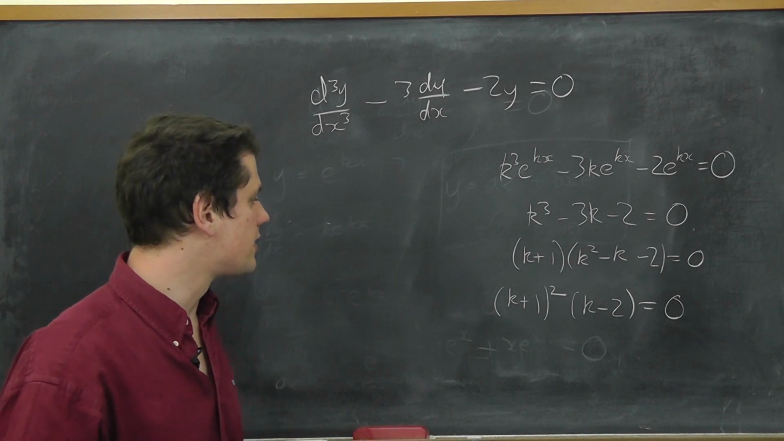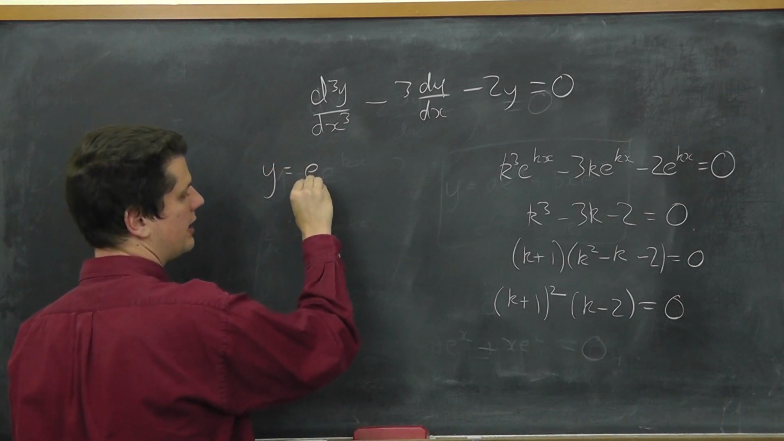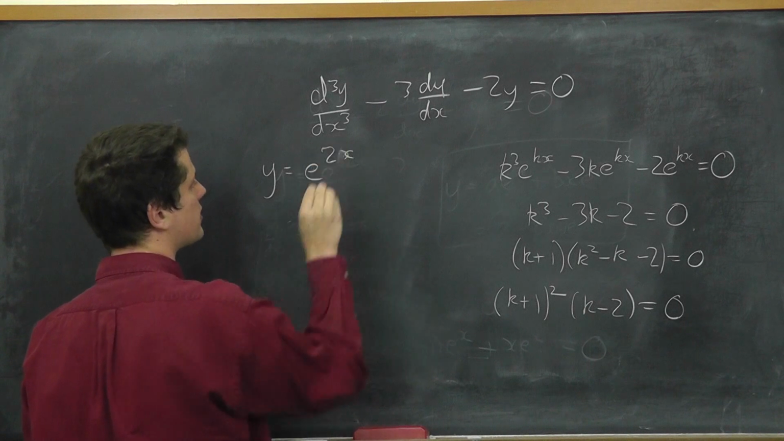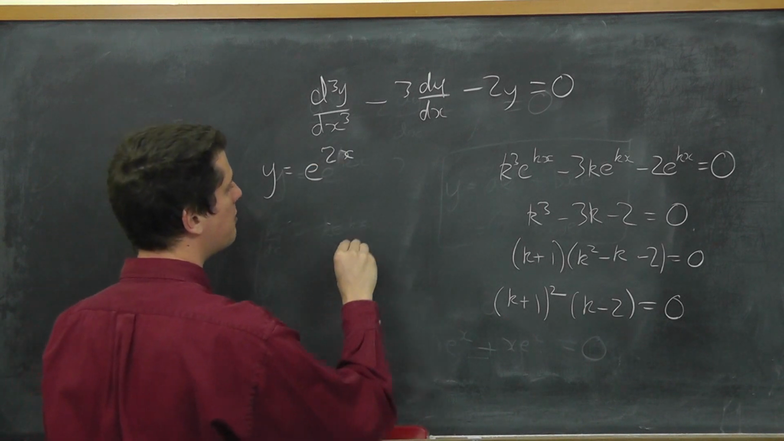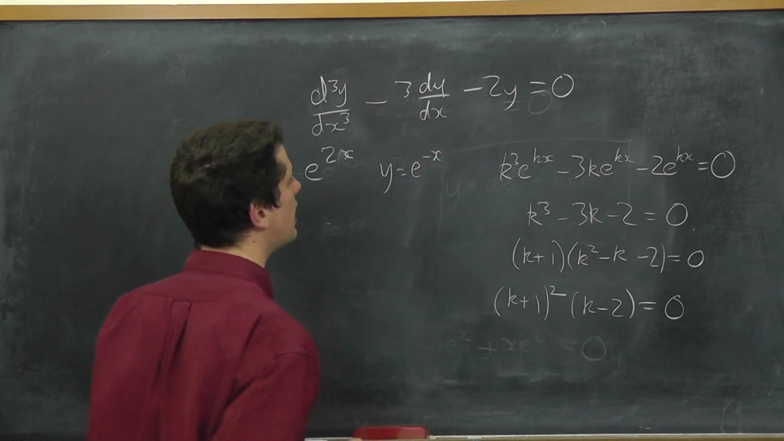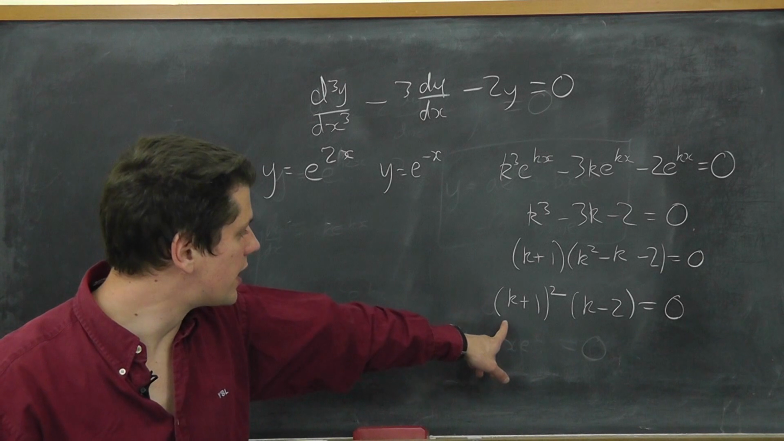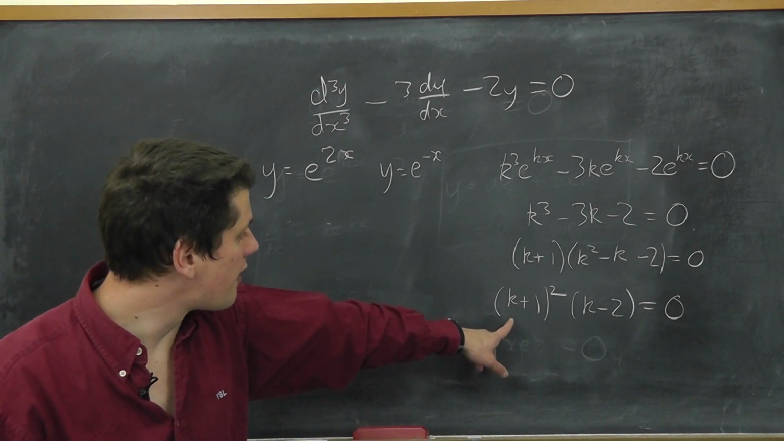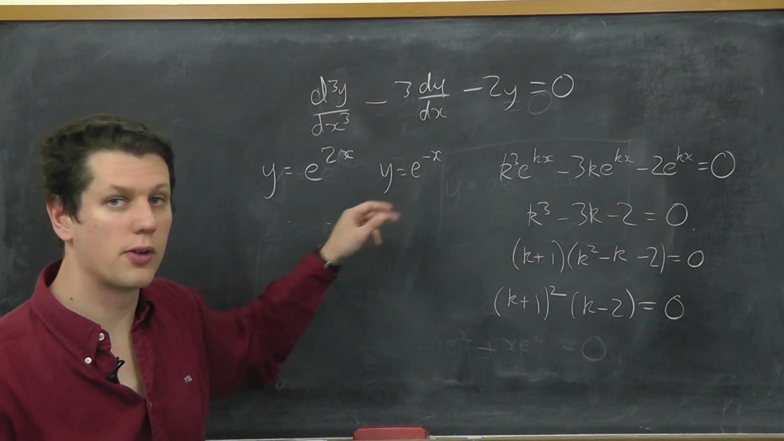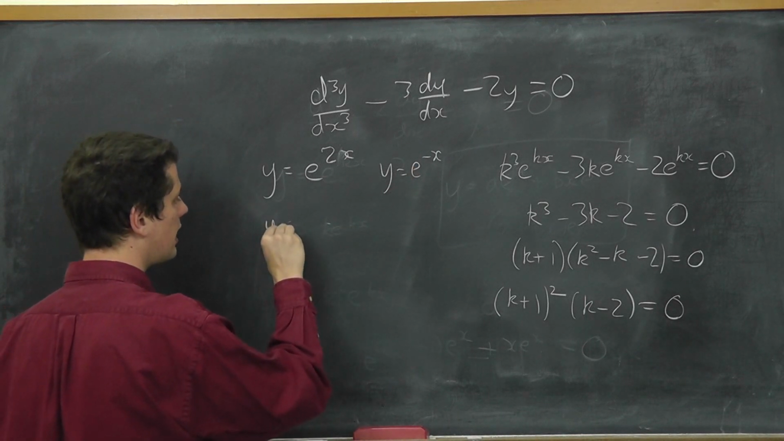Now, that means that we can take y equals e to the 2x, and that's a solution. And it means we can take y equals e to the minus x, and that's a solution. But this is a repeated root in the cubic, and it turns out that that means, as before, we should try multiplying the corresponding solution by x. But let's check it works.